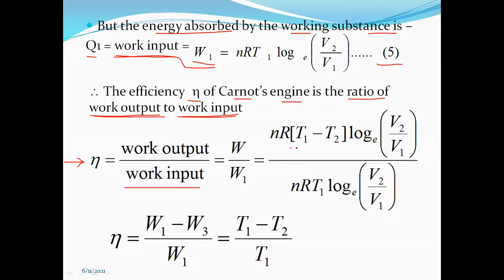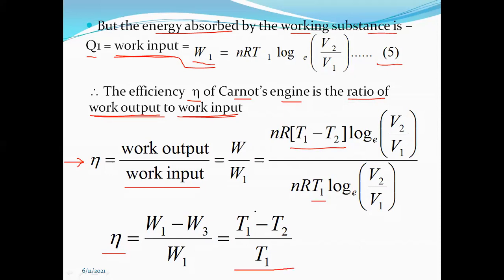So here this bracket, that is T1 minus T2 upon T1, remains, because in the numerator nR and in the denominator nR, and log to the base e V2 upon V1 divided by log to the base e V2 upon V1, the ratio becomes 1. Therefore what remains is T1 minus T2 divided by T1. So the efficiency eta of the Carnot's heat engine is equal to T1 minus T2 divided by T1.